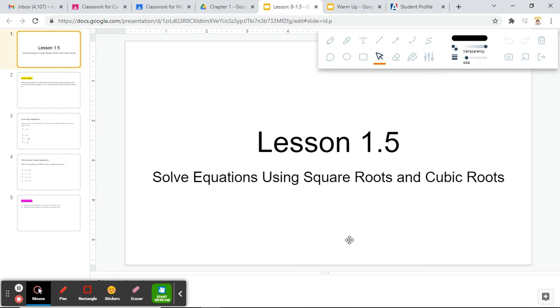Hello, class. Today we're going to be talking about the last section from the first half of lesson 1, which is how to solve equations using square roots and cubic roots. And this is lesson 1.5.